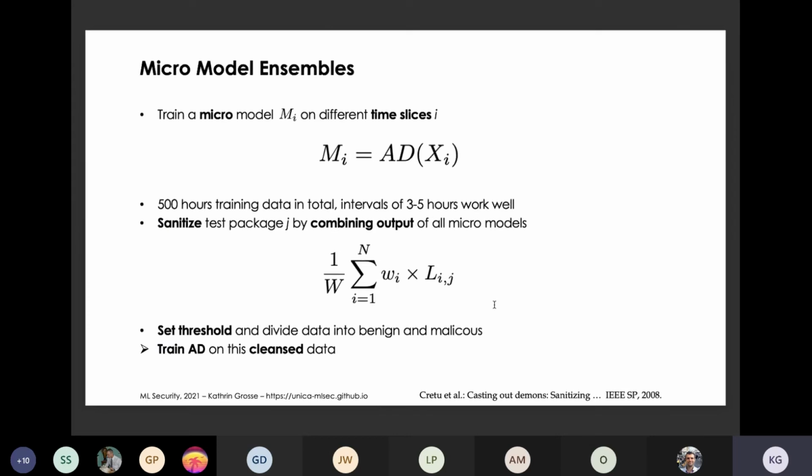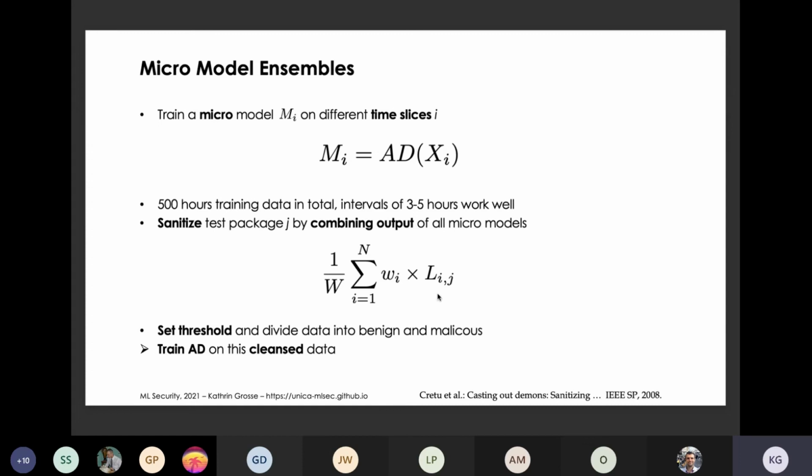And the math behind this is this output, which is LIG, the output of a classifier on a particular time frame, and the package that you're testing for sanitization, which is J. And then you can add some weight to actually improve the accuracy of this kind of classifier, where the most trivial solution, obviously, is that everything is weighted equal. And then what you can further do is you can also set a threshold. So how many classifiers do you assume can be affected before it doesn't work accurately anymore?